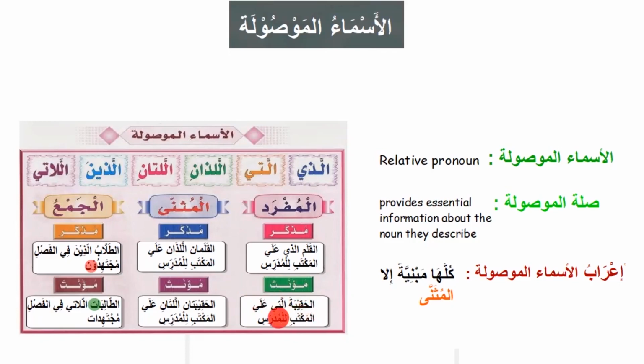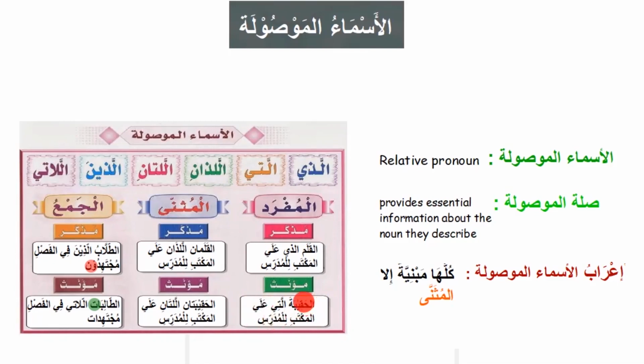But here, please note that this last ending, lil mudarrisi, is not part of it. It's not part of it. Okay, it's not part of it. It's the khabar of the sentence. You know, the sentence is a nominal sentence. This sentence is a nominal sentence. Al-hakibatu allati ala al-maktabi lil mudarris is a nominal sentence.